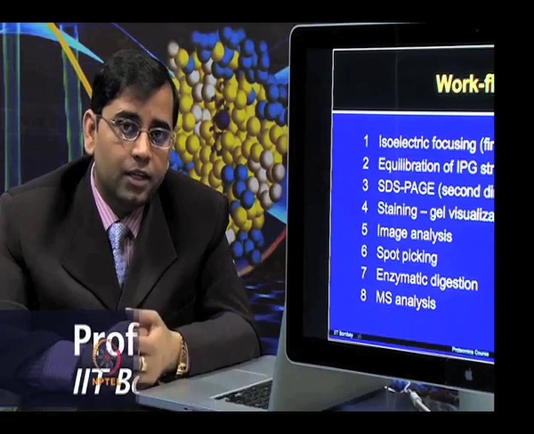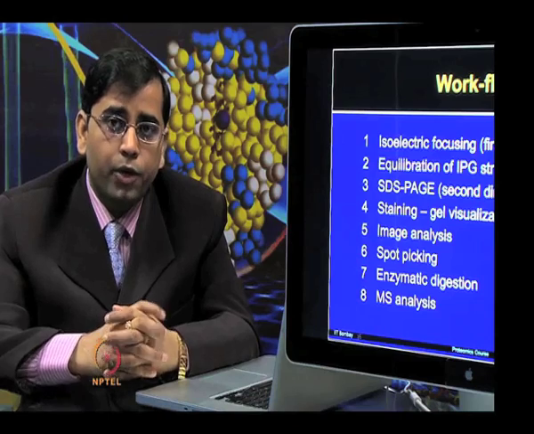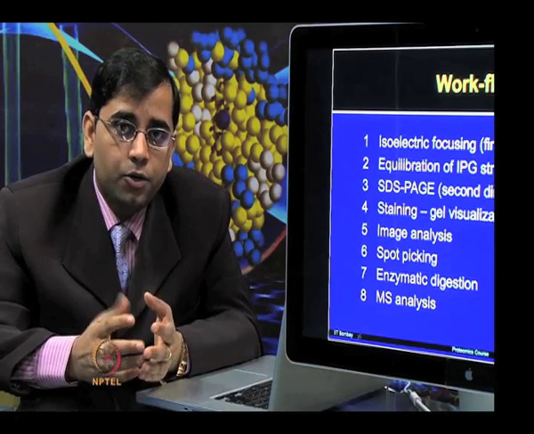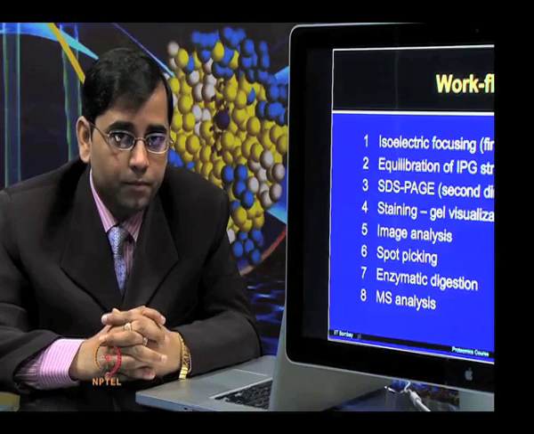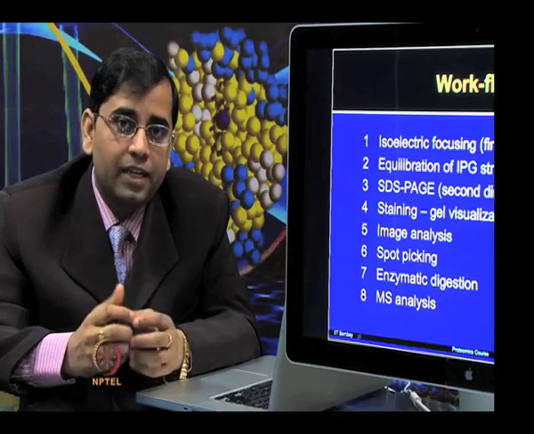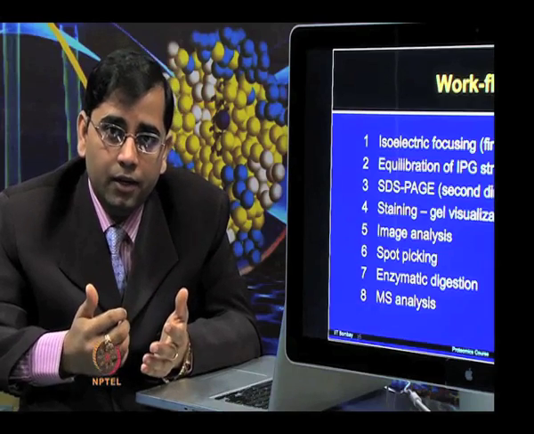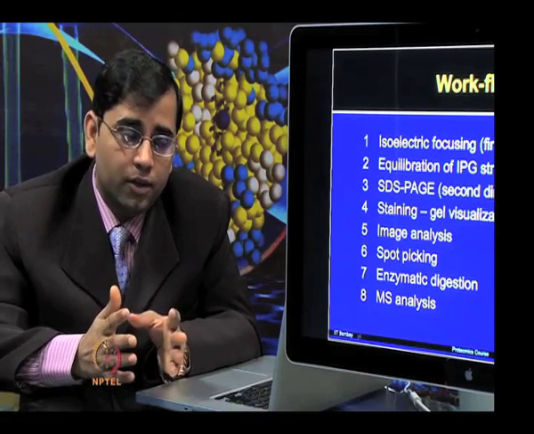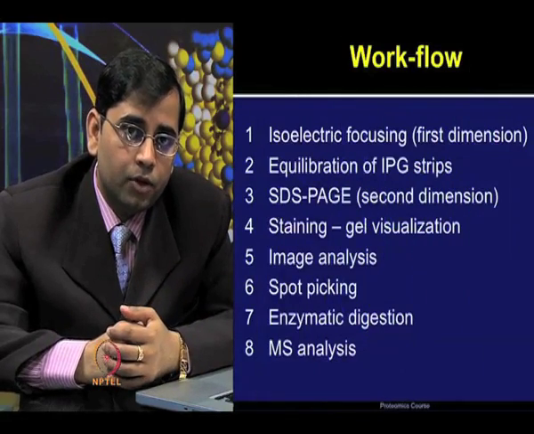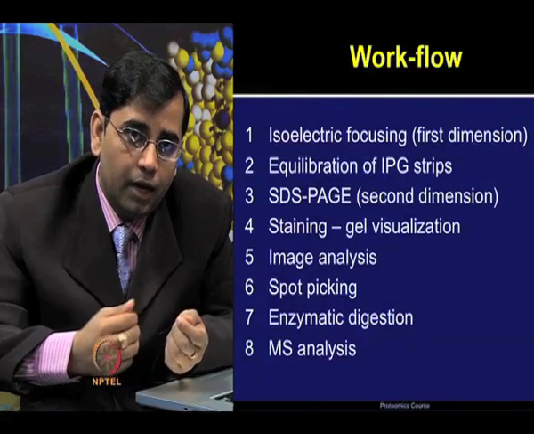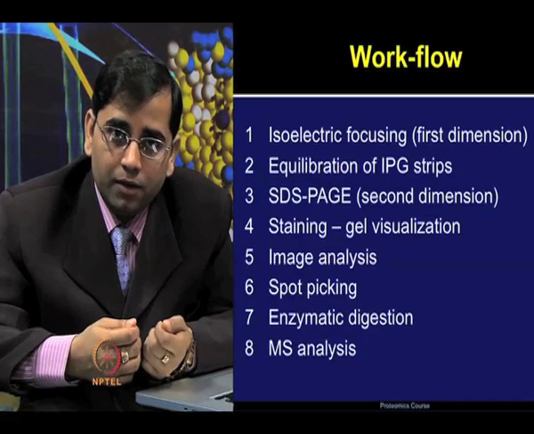Second step is equilibration of the immobilized pH gradient strip. When you are running an SDS-PAGE gel, you make your protein denatured, you want to separate that based on the molecular weight, and you heat the samples, you apply different types of denaturant. Now, in this case, when you are doing 2DE, your first dimension separation has occurred on the IEF in the immobilized pH gradient strip. Now, you want to take these strips and apply that on an SDS-PAGE gel. You cannot do the heat treatment.